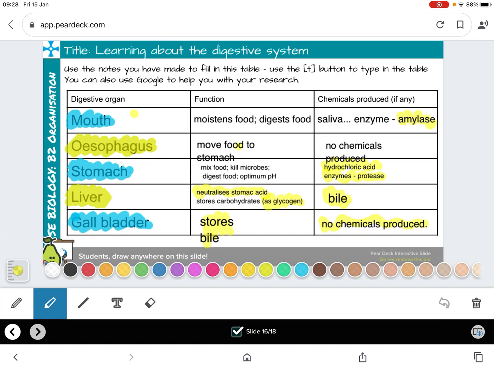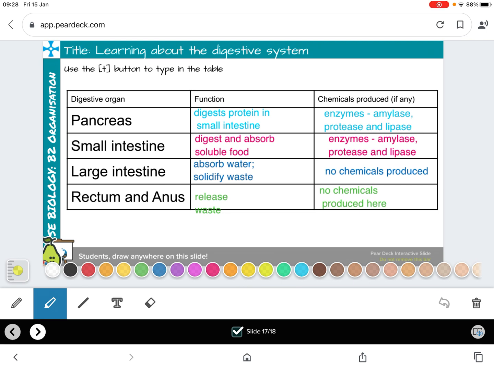I'll just go back actually and say, if you didn't write this down or you didn't complete this slide, now would be a good time to pause the video and to make sure you have this information written down on a piece of paper. Okay, moving on then to the pancreas.